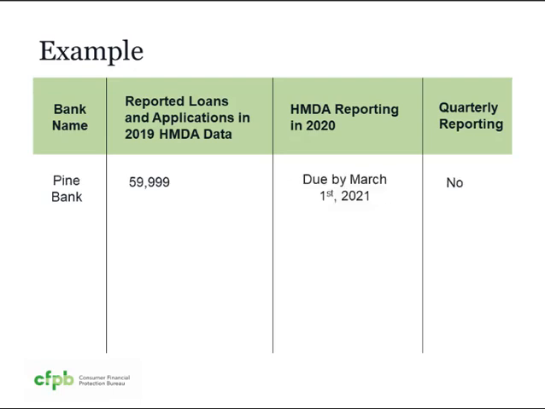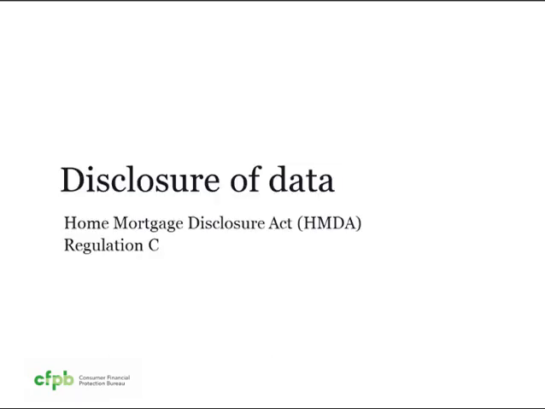Financial institutions that do not report at least 60,000 covered loans and applications in the preceding calendar year are not required to submit quarterly HMDA data. For example, if Pine Bank reported 59,999 covered loans and applications in 2019, then it will not be required to report its 2020 data on a quarterly basis. Let's move on to the disclosure of data.